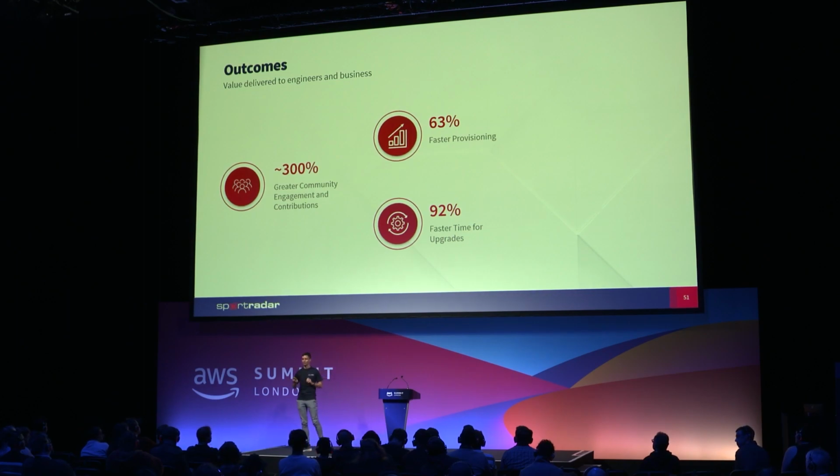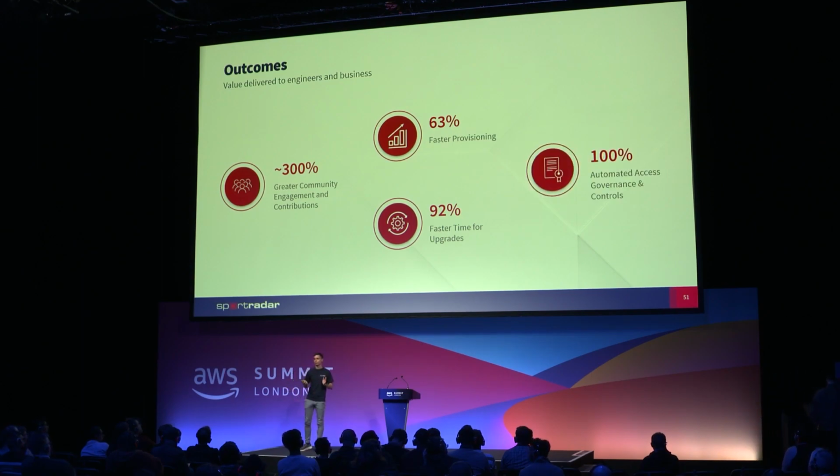Our upgrade times were reduced by a whopping 92%. So what took us before maybe 6 to 8 months, which is a long time, right, is now something we can do in a matter of days or weeks, which is awesome. And with all the security things bundled with automation, we achieved 100% automated access governance, which just helps us run through our compliance checklists more naturally.